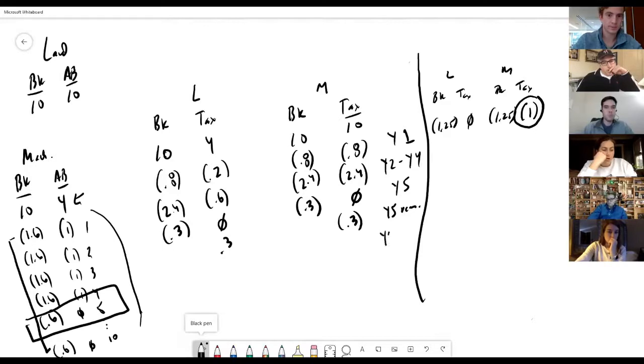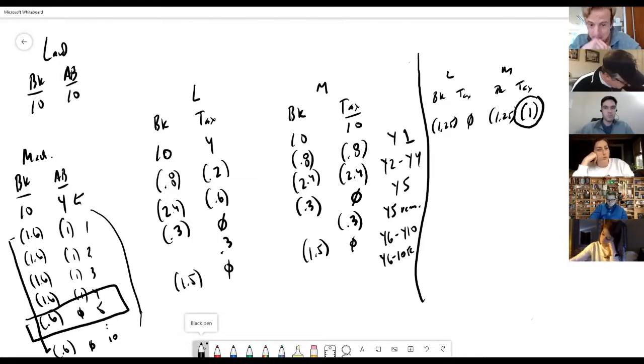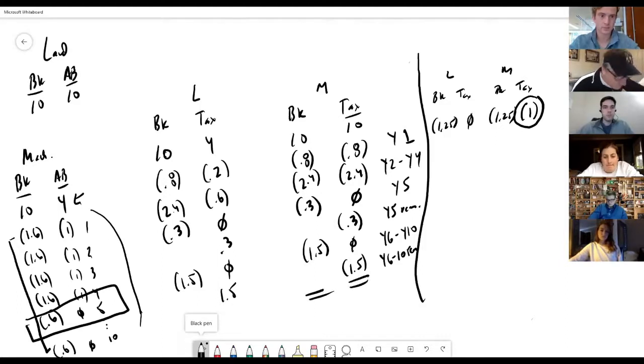We can just combine year 6 through year 10 in another line, just multiply this by 5. We have 1.5 remedials, and at the end of the recovery period, you would end up with 5, 5.